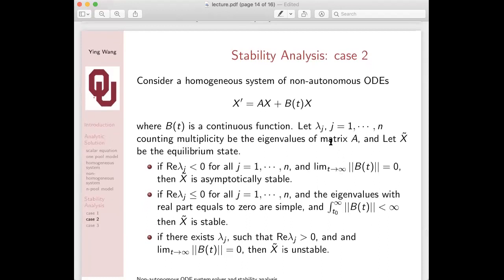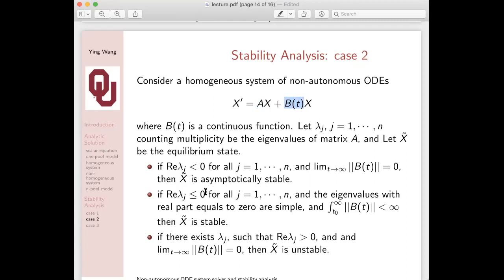The second case is a little bit more general than the first case. We do allow a non-autonomous term, meaning we allow another coefficient for x, which is t-dependent. We assume this coefficient B is a continuous function of t. Again, lambdas are eigenvalues of matrix A. Counting multiplicity, there are n eigenvalues, and x tilde is the equilibrium point. If all the eigenvalues have negative real part, and also the limit of the B function is equal to 0, then the equilibrium point is asymptotically stable.